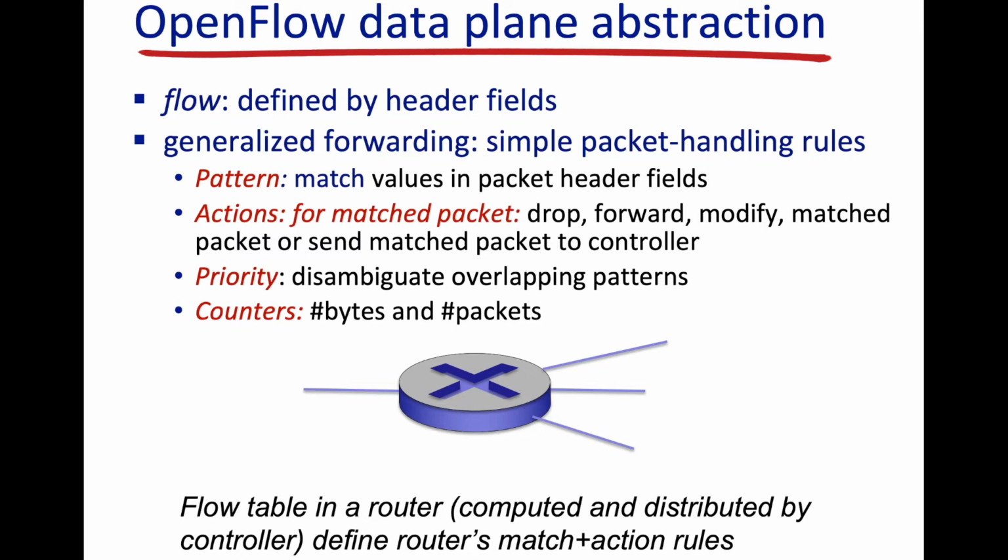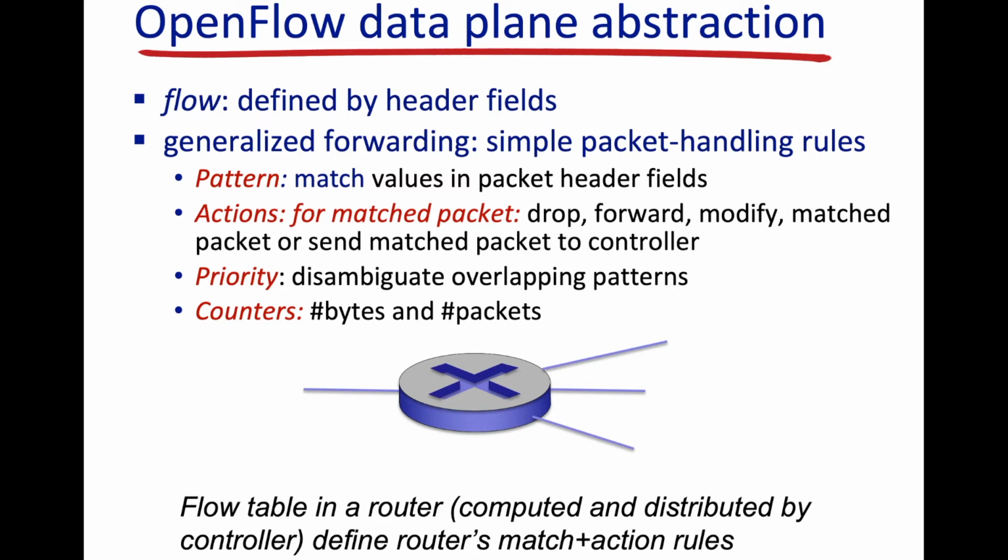And so the set of actions that are available in the action set for matched packets based on these patterns are to drop a packet, to forward a packet out a port number, to modify some value in the packet, or to send a matched packet to the controller, and therefore sampling the traffic that's going across the routing infrastructure. You can also have priorities associated with these rules, these entries in the flow table, in order to disambiguate between overlapping patterns. Which one to match? Which one should you enact first? And then counters can count either bytes or packets.